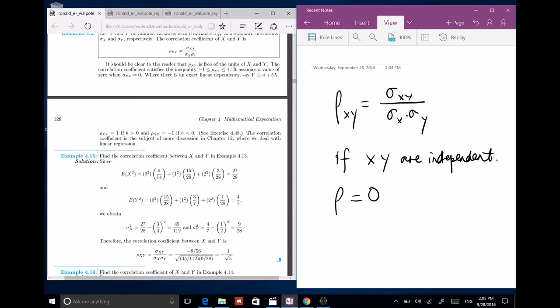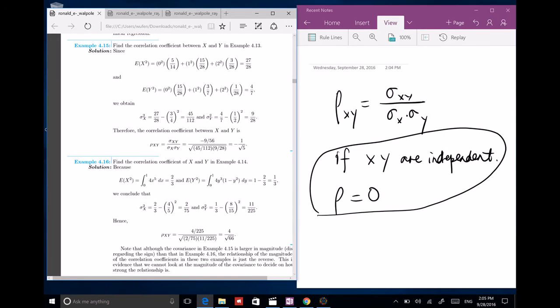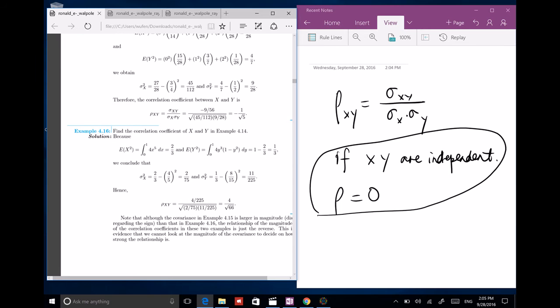The correlation coefficient satisfies an inequality. The coefficient rho_XY assumes a value of 0 when sigma_XY equals 0. If there is an exactly linear relationship, then the coefficient equals 1, and if the slope is negative, the correlation coefficient equals -1. Okay, if they are independent, then you should get rho equals 0. Then you have two more examples.